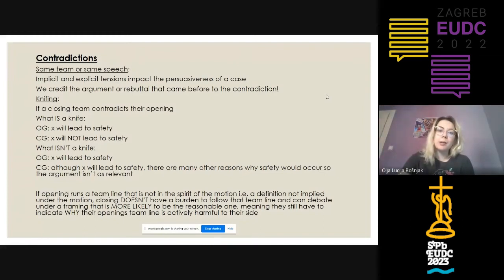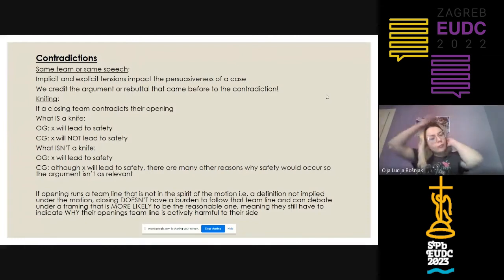So in the example I provided, let's say this specific policy is definitely going to lead to safety for, let's say, whatever group. But look, there are many other trends in the status quo, there are many other things that also help these groups. So although OG is correct, the impact of that claim in whatever framing that I just came up with probably makes it less relevant or less exclusive or whatever.